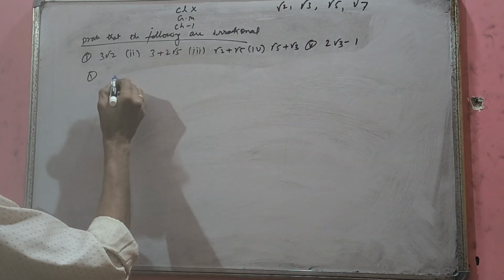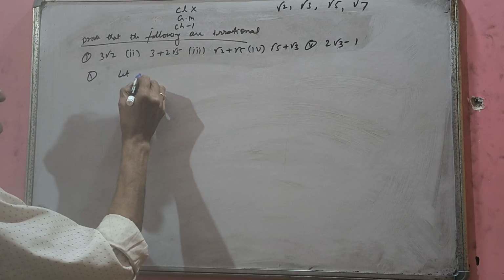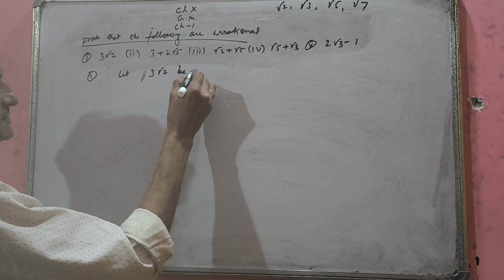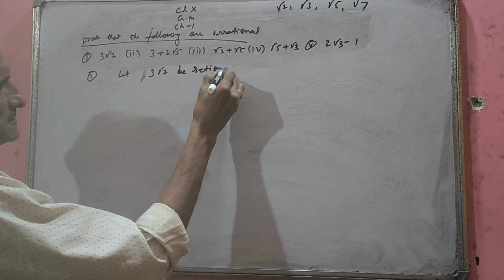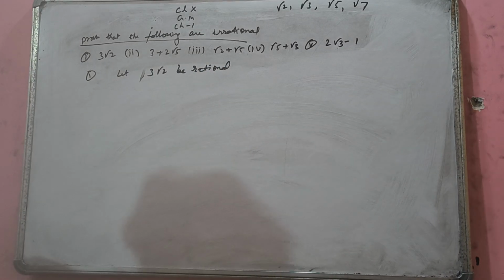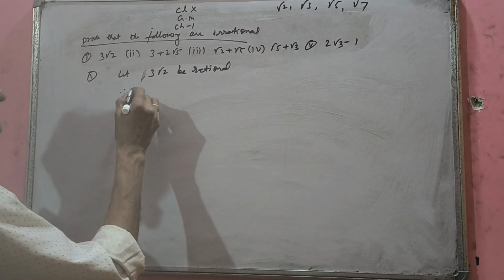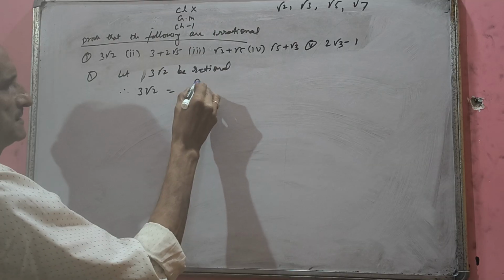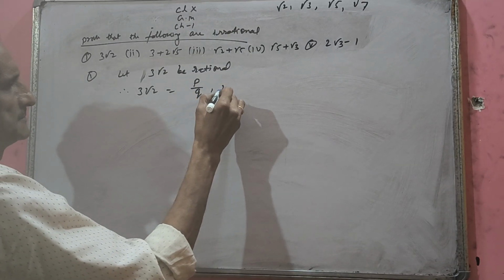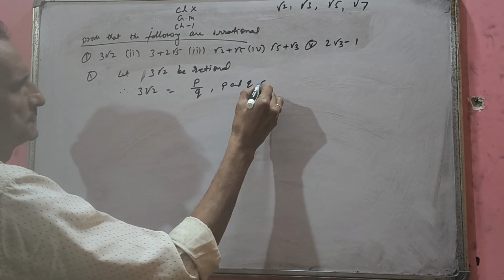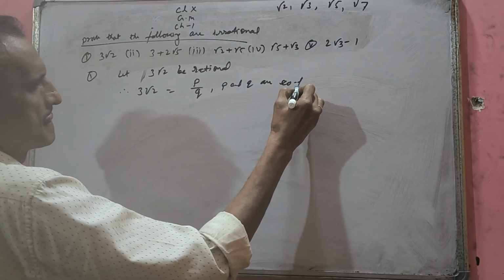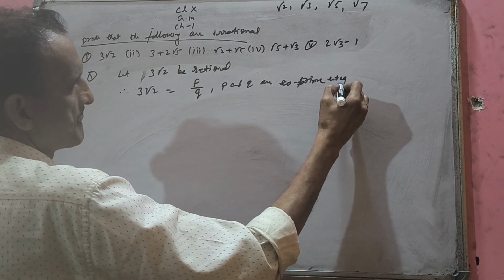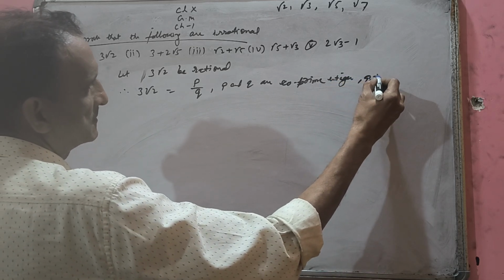So number 1, let 3 plus root 2 be rational. On the contrary, we assume that this is rational. So therefore, 3 plus root 2 can be written in the form of p by q, where p and q are co-prime integers with q not equal to 0.